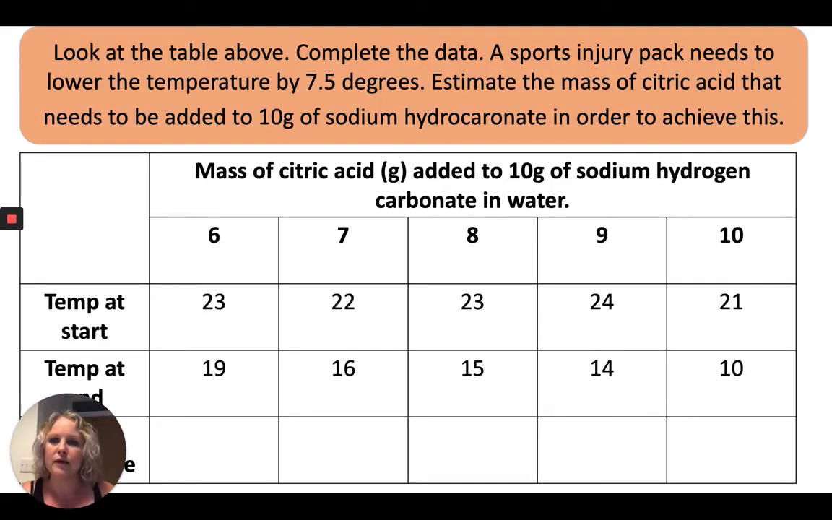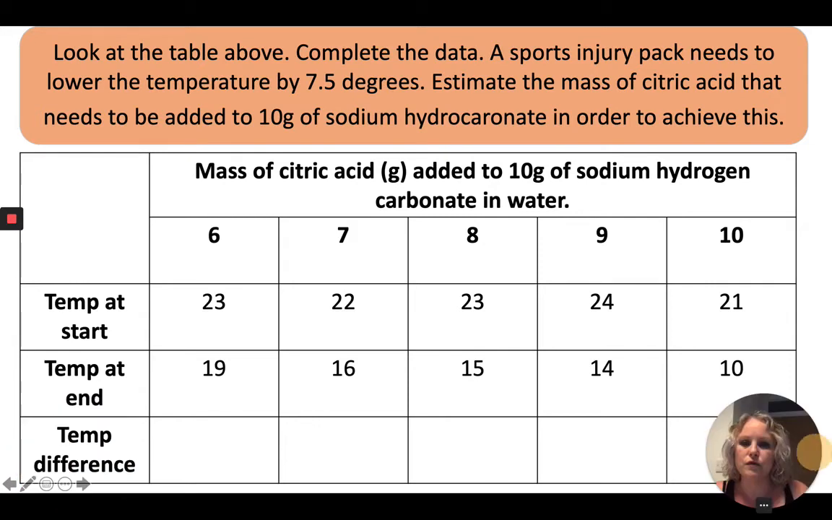Right, so let's have a little go yourself. I'll just move my head. Okay, so look at the table. I know it says above, but it's actually below. Look at the table, complete the data. A sports injury pack needs to lower the temperature by 7.5 degrees Celsius. Estimate the mass of citric acid that needs to be added to 10 grams of sodium hydrogencarbonate in order to achieve this. So this is on the worksheet if you've got the worksheet.